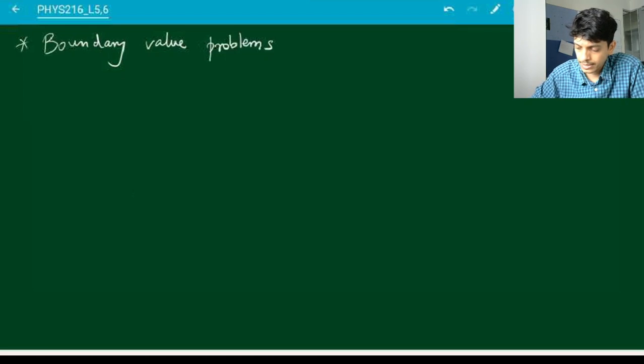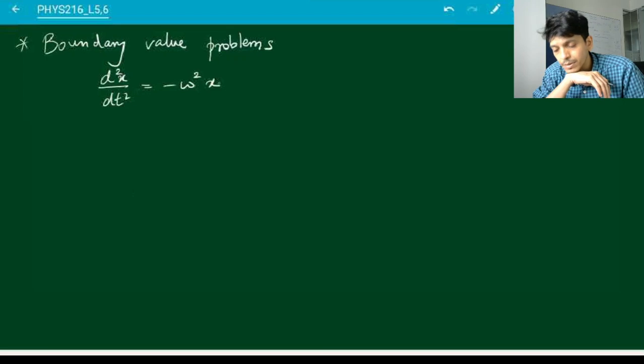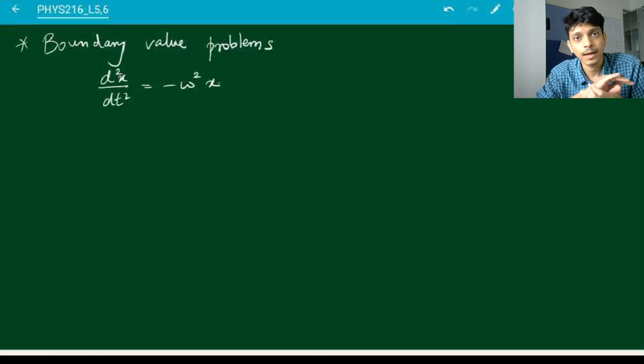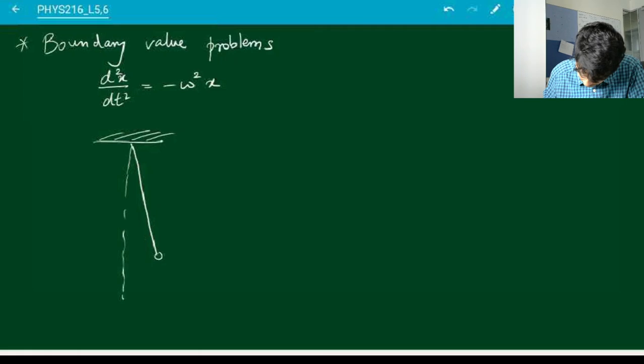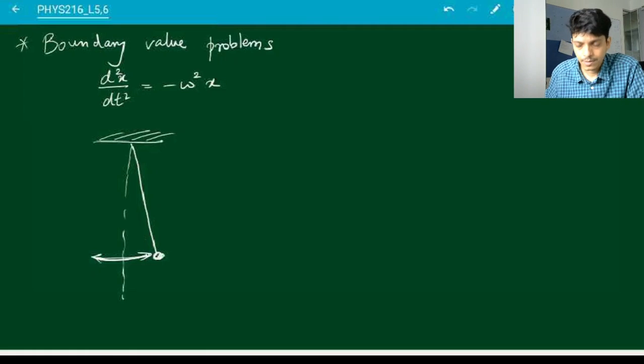So just as a simple example, let's consider the differential equation d2x by dt square is minus omega square x. You might remember from your 12th standard physics that this is the equation for a harmonic oscillator. So you're thinking of it as, let's say, there is a pendulum. And this pendulum is oscillating. So the deviation from this central point, this is x. And you're asking, as time goes by, how does x keep changing? Omega is the frequency of this oscillation.